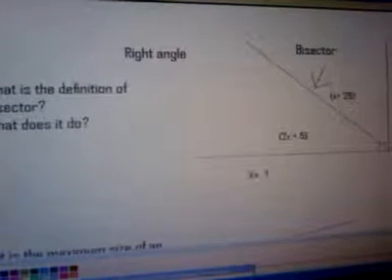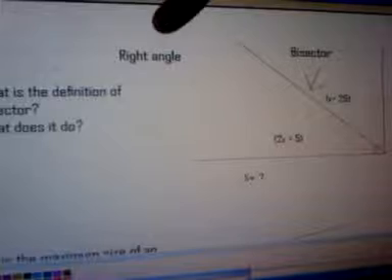Alright, today we're going to be learning about angles. This isn't a right angle.